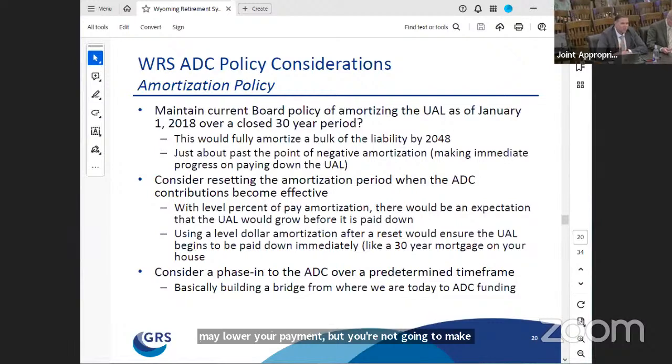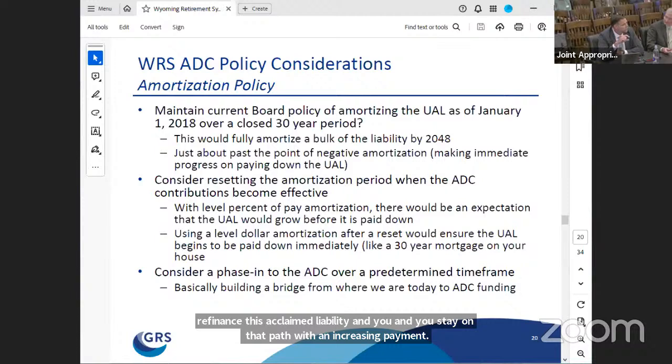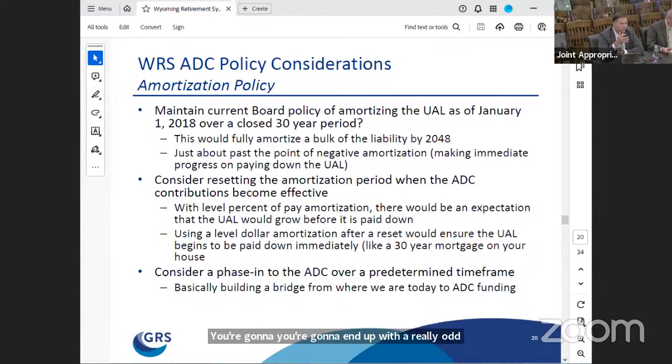And in the public sector, the way that we typically do these amortization pieces is that the payment is expected to grow as payroll grows. So when you divide the payment by the payroll, the percent stays level. And so if you re-amortize or refinance this accrued liability and you stay on that path with an increasing payment, you're going to end up with a really odd situation called negative amortization, where basically your mortgage on your home is going to increase before it starts to decrease again.